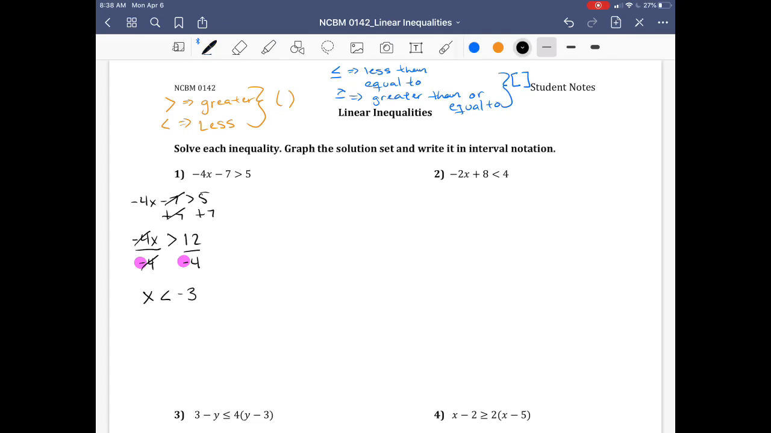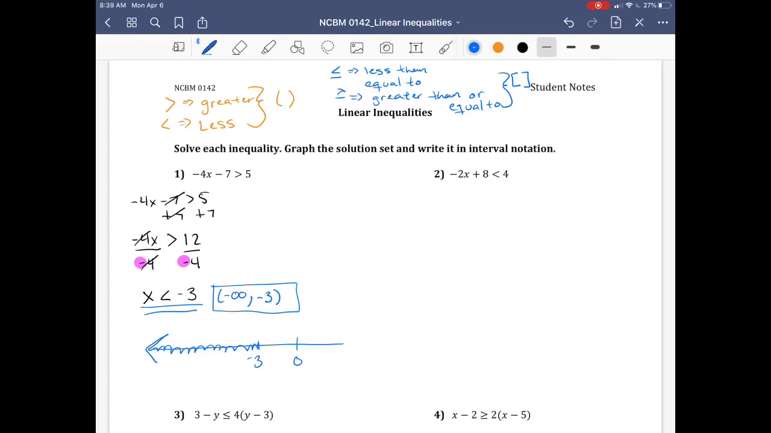So now we're going to do a number line. Let's put that in blue. We have our 0 right there, and we have our negative 3 right there. Since it's pointing towards negative infinity, we're going to shade this way. So our solutions for this to be true are from negative infinity all the way to negative 3.